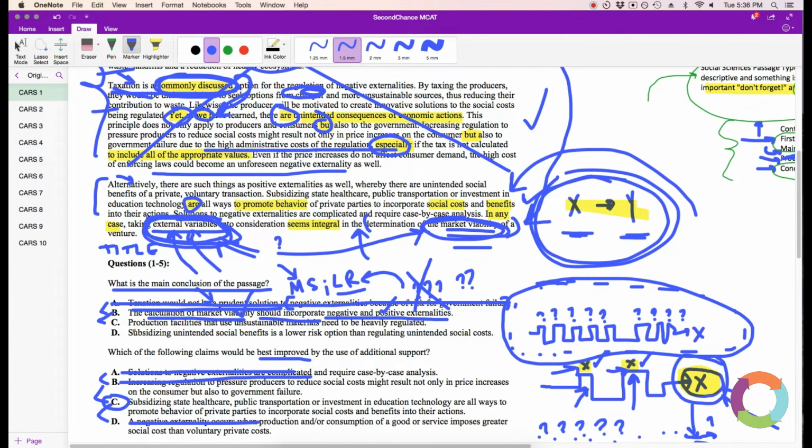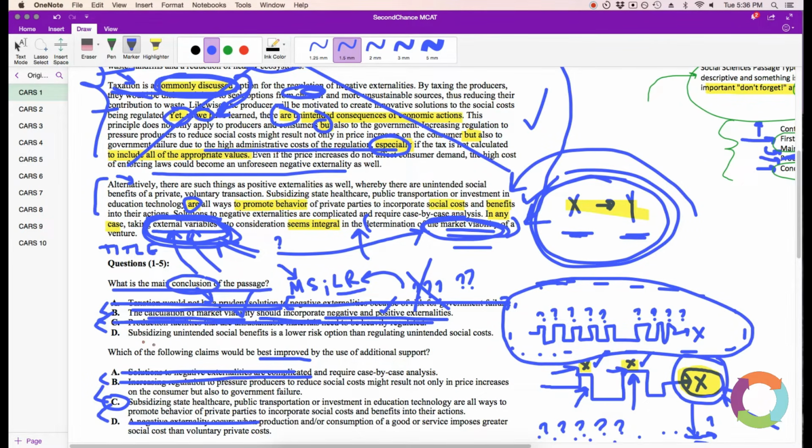So then we go B versus C. So C says production facilities that use unsustainable materials. As soon as you read that phrase, you should already feel those question marks, and you're like, wait a minute, that's not even close. So don't even finish reading that answer choice. Just cross it off, because B is already way more supported from the passage in terms of the main conclusion.